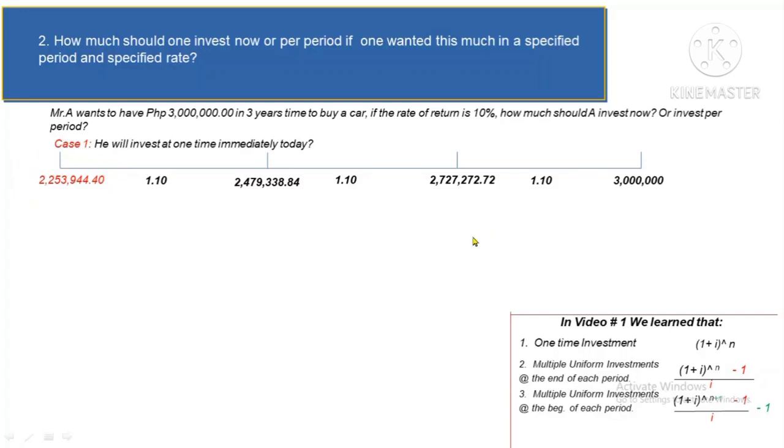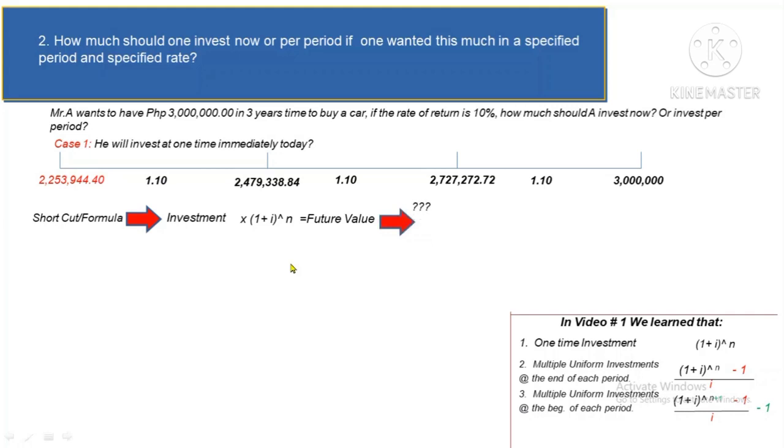2,253,944.40. We can also have the shortcut or formula, which is investment times 1 plus i raised to the power of n equals the future value of the investment. We used 1 plus i raised to the power of positive n because there is only a one-time investment mentioned in this case, number 1. So let's substitute. The investment is missing, right?